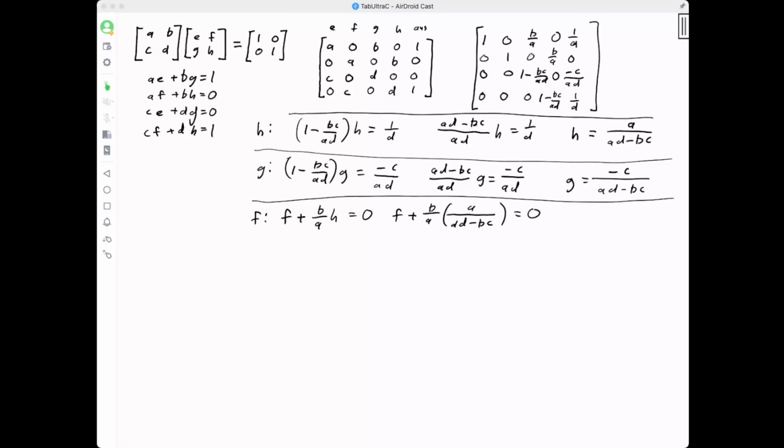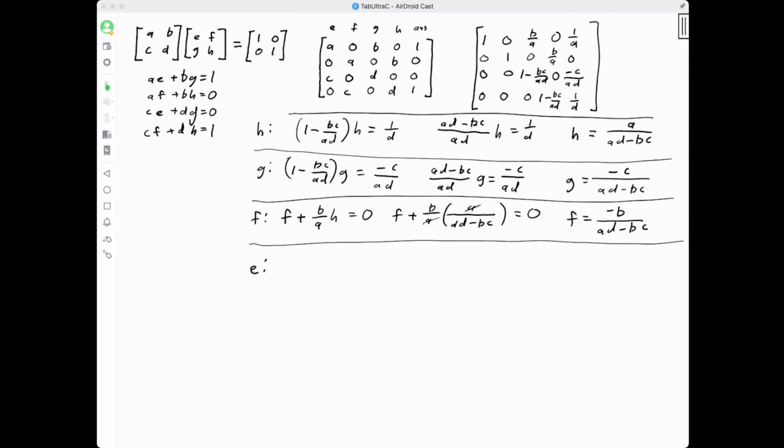And now I can cancel my A's, and if I subtract that to the other side, I'm left with F must be equal to negative B, because I subtracted it, negative B over AD minus BC. And finally, let's go back and figure out E.